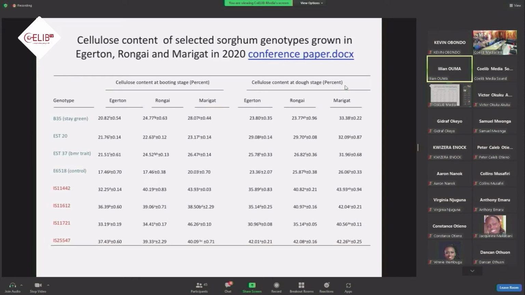And again, environment affected hemicellulose content, with plants that were... Okay, sorry, 1 minute.